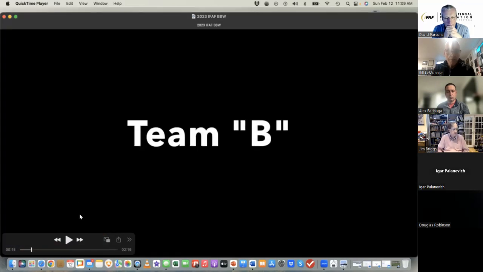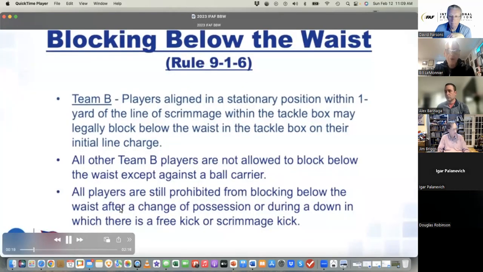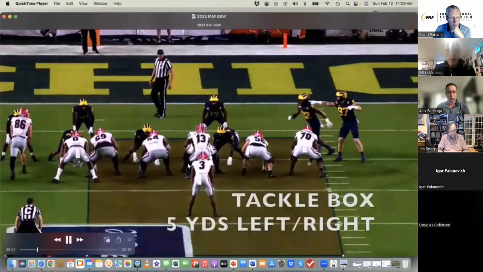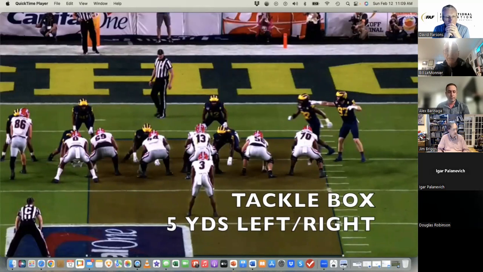Team B, as Jim pointed out, who's lined up on the line of scrimmage, has to be in the tackle box. You want part of that Team B player to be within, as this example shows, 5 yards left and right of the center where the ball's being snapped. You can take a look here. The question I know came up was, can a tight end be in the tackle box? For simplicity, this is normal stance, normal splits. You're not going to put a tight end in there.